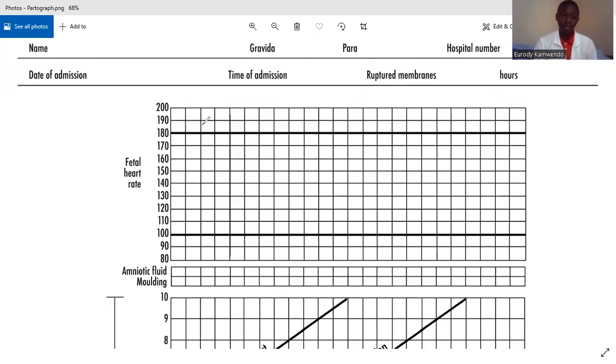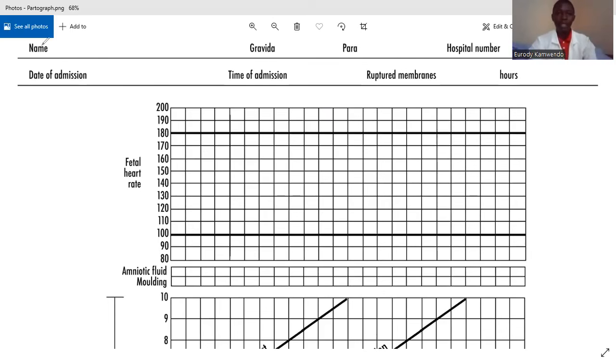You'll find that you will check the Partograph at an interval of 4 hourly, and then you monitor how the labor is progressing. Apart from that, when it comes to the Partograph, mainly you just need to understand how to plot it and how to interpret the findings.